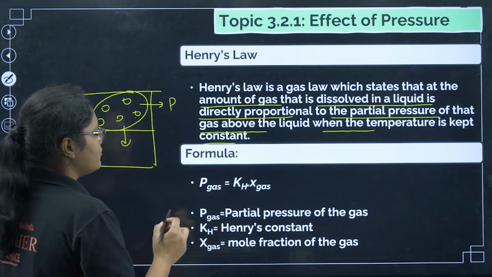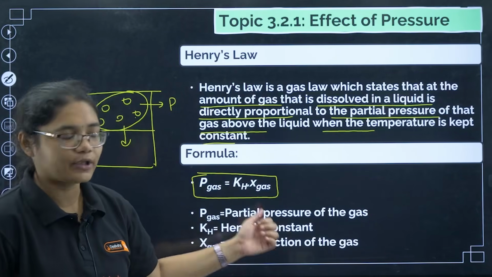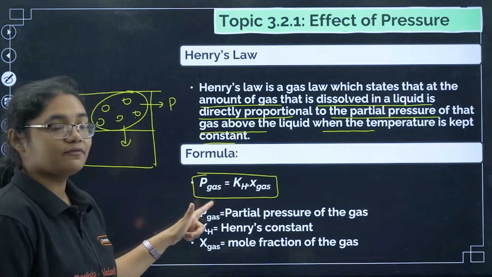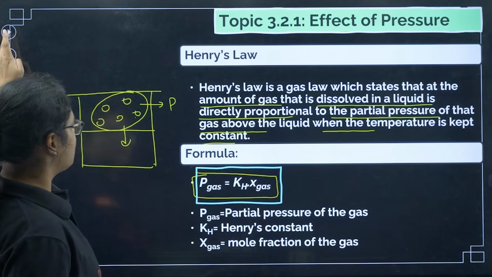So how can I write the formula? P of the gas is equal to KH into X of the gas. KH is Henry's constant, X of the gas is the mole fraction, and P of the gas is the partial pressure of the gas. Now there are some applications of Henry's law.